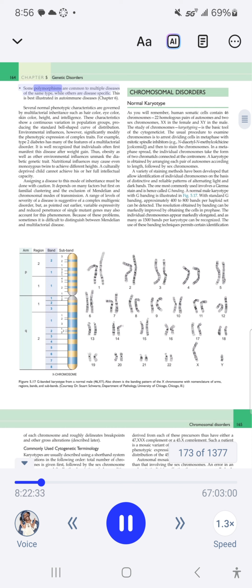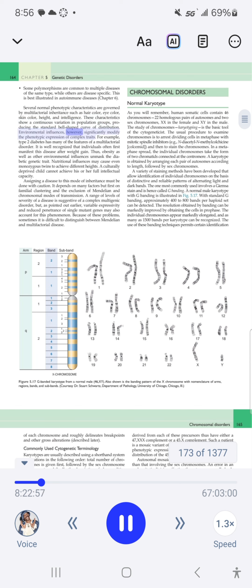Some polymorphisms are common to multiple diseases of the same type, while others are disease-specific. This is best illustrated in autoimmune diseases, Chapter 6. Several normal phenotypic characteristics are governed by multifactorial inheritance, such as hair color, eye color, skin color, height, and intelligence. These characteristics show a continuous variation in population groups, producing the standard bell-shaped curve of distribution.